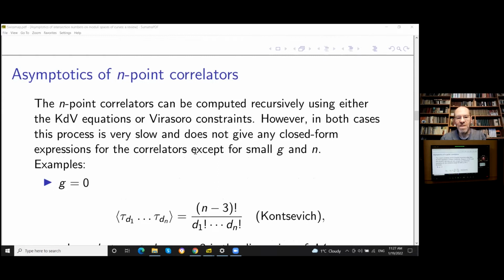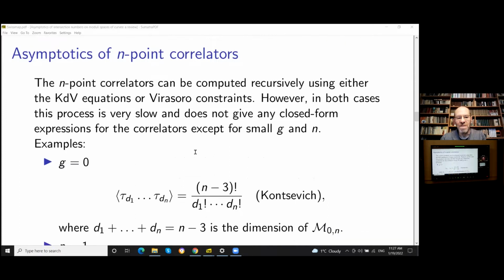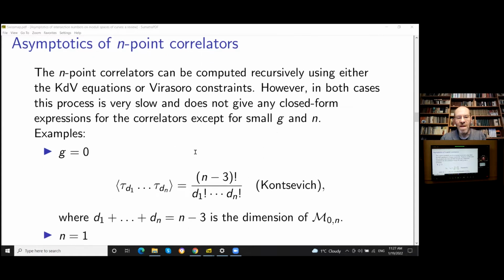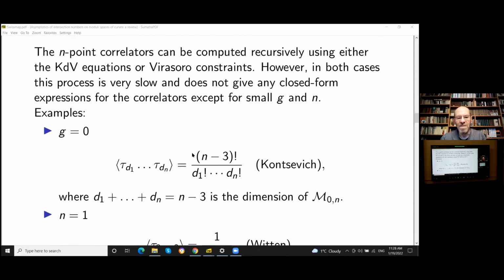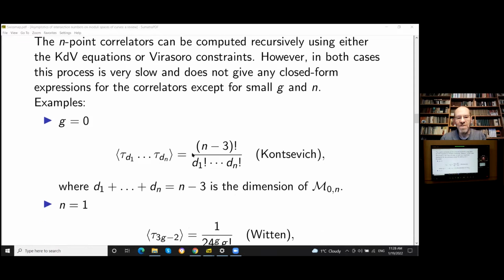What happens for small g? The simplest case is when g is 0. It means that we live on the Riemann sphere, and there are n marked points on the Riemann sphere. The sum of indices d_i sums up to n-3, where n-3 is the dimension of the moduli space M_{0,n}. And for this correlator, there is a simple formula, which is usually attributed to Kontsevich. And this formula says that this intersection number is just a multinomial coefficient that is written here.